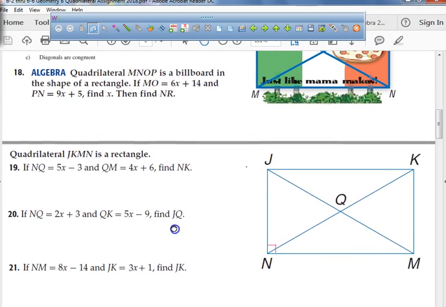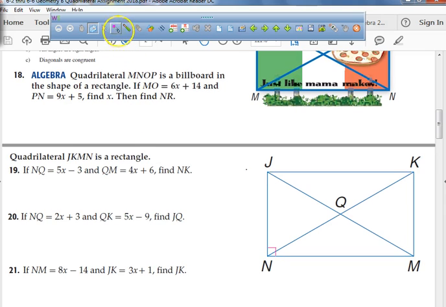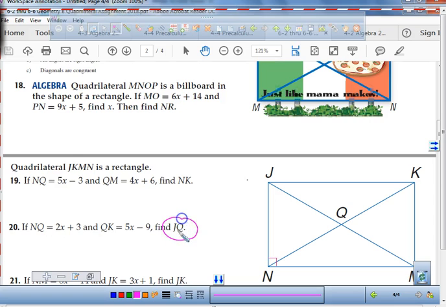So what is number 20? I'm going to zoom in right here. What does number 20 ask us to find? It asks us to find from what? Just from here to here. But it says N to Q is what? 2x plus 3. Well, what do we know about the distance from J to Q and the distance from N to Q? What do we know?